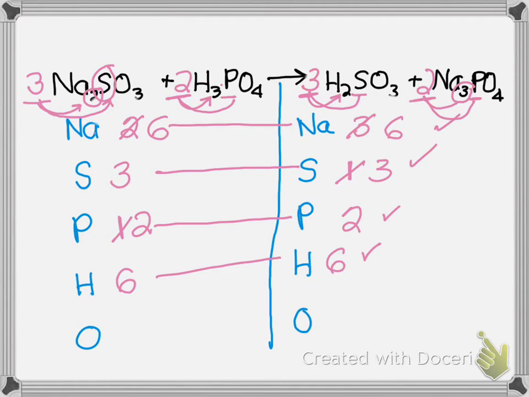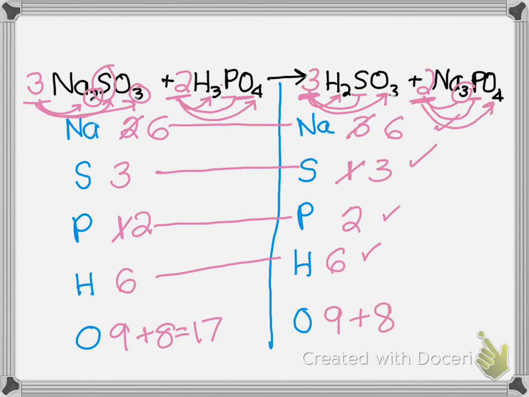So my oxygens, here's a 3, so I have 3 times 3, which is 9. Plus, there's oxygens right here too. That's 2 times 4, which is 8. So that's 17. And here I have 3 times 3, which is 9, plus 2 times 4, which is 8. So that equals 17. So it balanced.